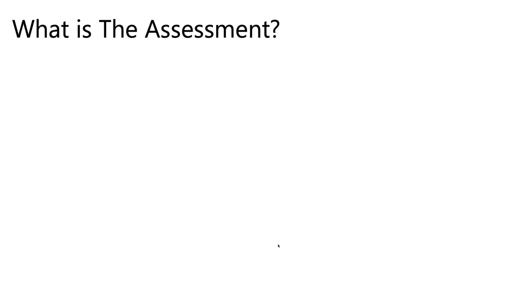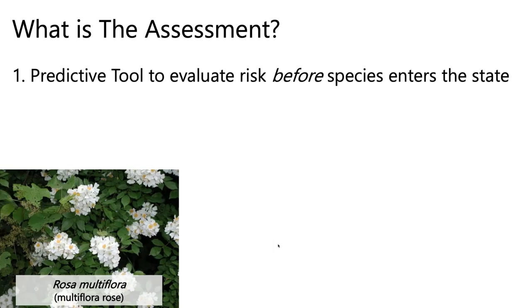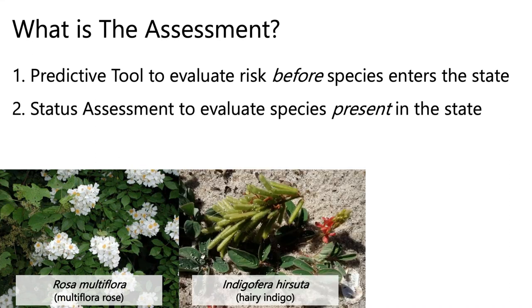And so this is where the IFAS assessment comes in at the University of Florida. How can we work to try to keep the plants from spreading or from entering the state? So we have three tools that we use. The first is the predictive tool that we use to evaluate risk before a species enters the state. In some rare occasions, we do use this tool in cases where species are going to be considered for a new use. So think biofuels or biomass planting.